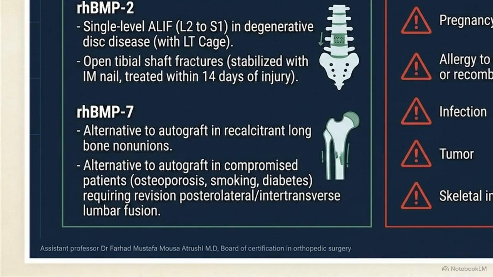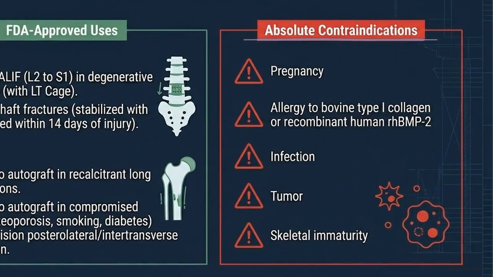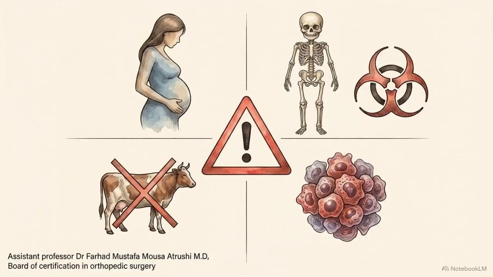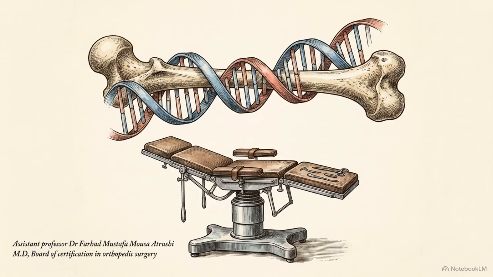The raw potency of the BMP-SMAD pathway demands absolute respect for patient safety guardrails. Absolute contraindications for rhBMP usage include pregnancy, skeletal immaturity, active infection, tumors, or a known allergy to bovine type 1 collagen. Surgical excellence is entirely downstream of molecular biology.